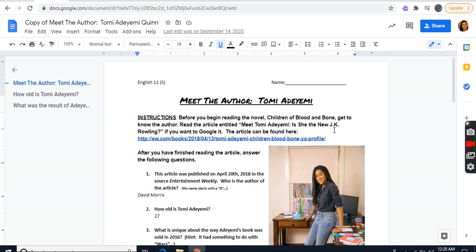So, all right, meet the author Tomi Adeyemi. This is what we did around ELA core class. Before we begin reading the novel, Children of Blood and Bone, get to know the author. Read the article entitled Meet Tomi Adeyemi. Is she the new J.K. Rowling? If you want to Google it, the article can be found here. You can click on this link. I'm going to let this one read for me.